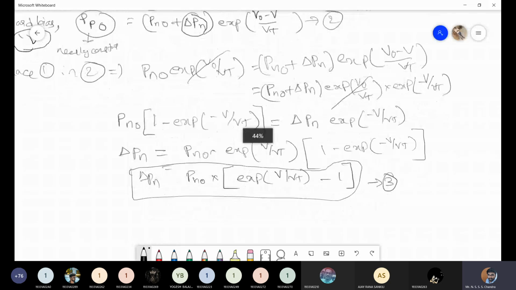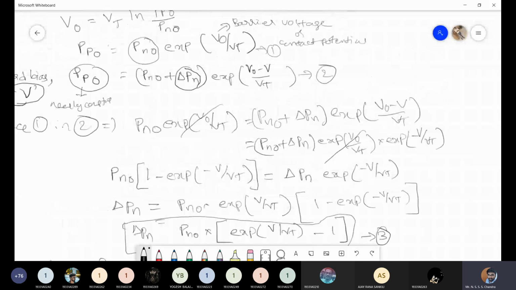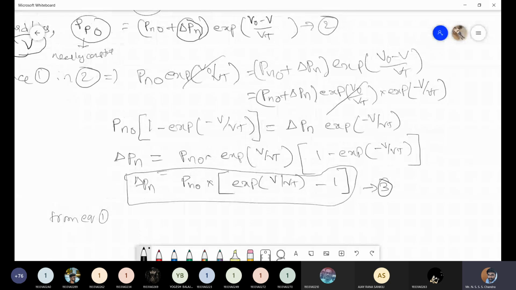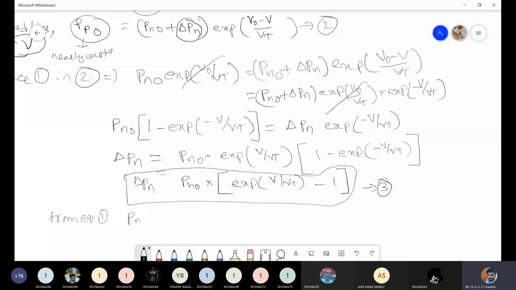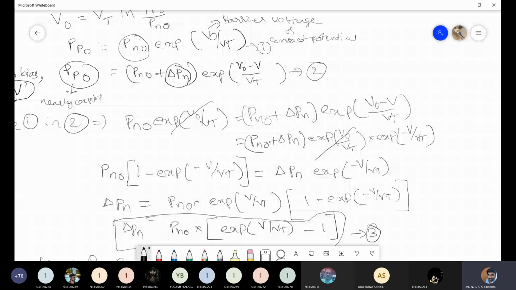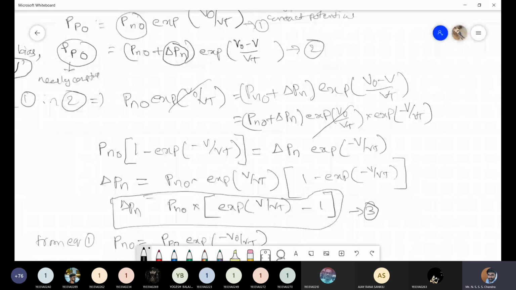So instead of Pn naught from equation 1, I have Pn naught is equal to Pp naught into exponential of minus V naught by Vt. Okay, this I'm getting from equation 1. I'm just taking the Pn naught to the left, leaving it on the right-hand side, and taking the exponential to the left-hand side. So Pn naught is equal to Pp naught into exponential of minus V naught by Vt.